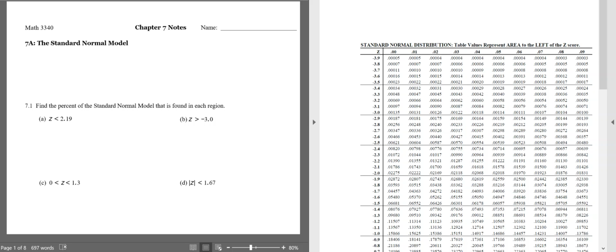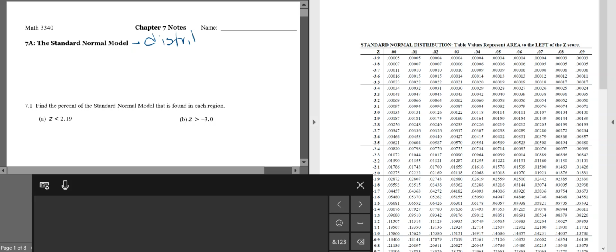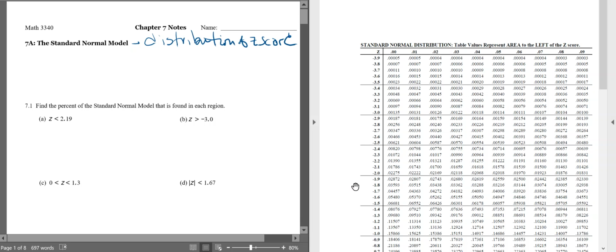So the first thing I want to talk about is the standard normal model. In particular, the standard normal model is the model or distribution of z-scores. So hopefully you remember, distribution of z-scores. Sorry, it thinks I should be typing this. Anyway, when you think about the distribution of z-scores, it's all of your standard scores.